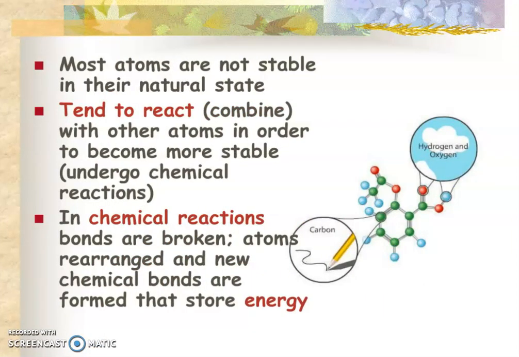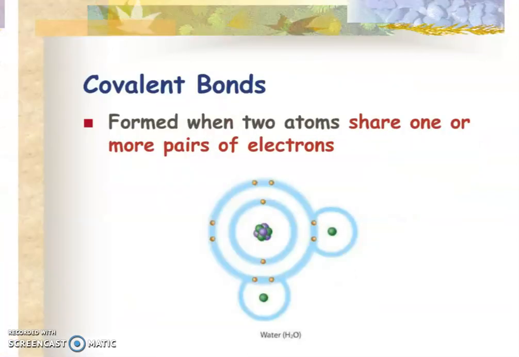So, most atoms are not stable in their natural state and tend to react and combine with other elements to become more stable. In a chemical reaction, bonds are broken, atoms are rearranged, and new chemical bonds are formed that store energy. You can see the molecules.